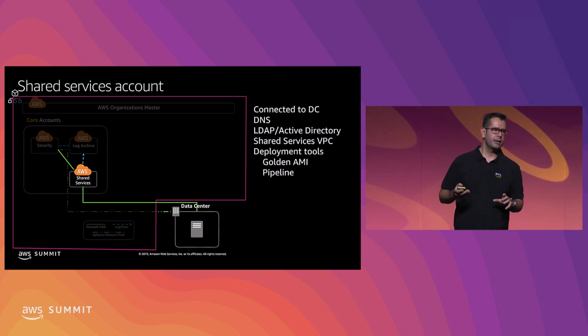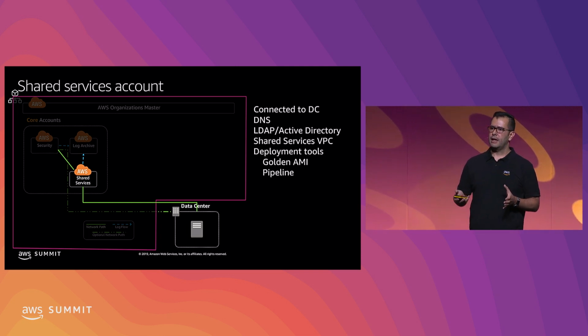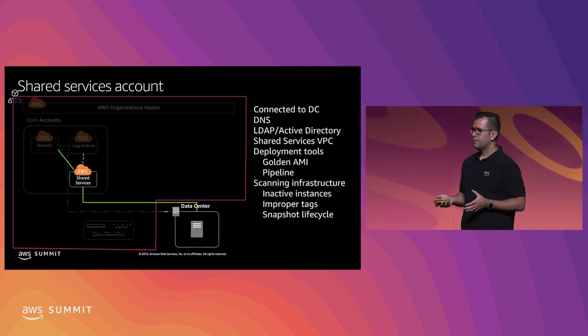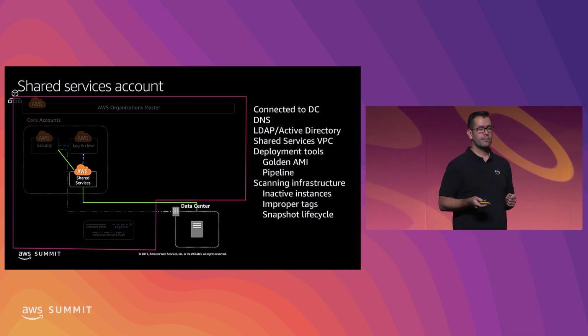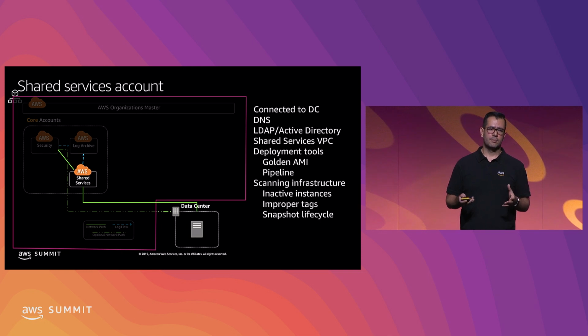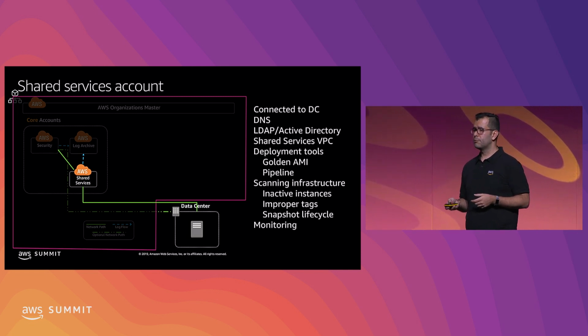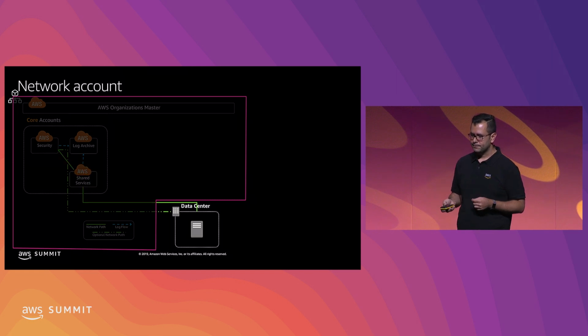This is also where we will be placing our deployment tools, things like our AMIs, our pipelines, and our scanning infrastructure, because I'm sure we want to know if there are EC2 instances that are not being used, or if there's a snapshot that was deployed and has been hanging there for years and could become a potential security problem. It will also hold the monitoring tooling, and it should have limited access. It should be owned by the central function that is in charge of all of these tools.